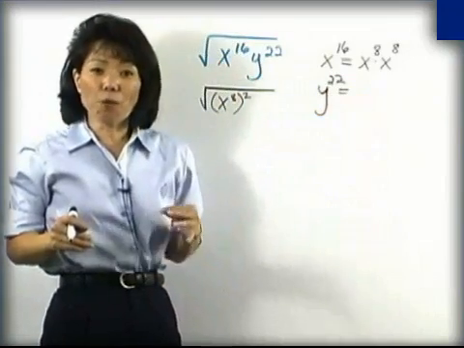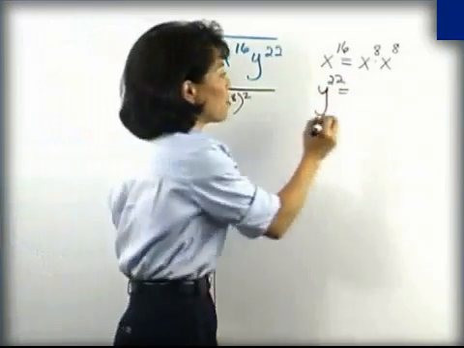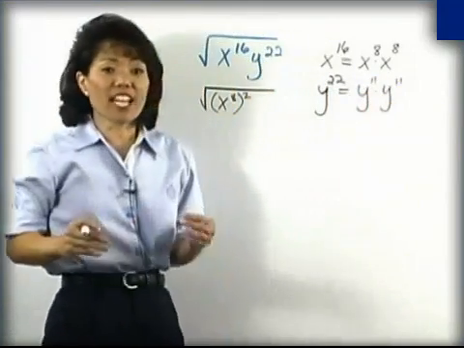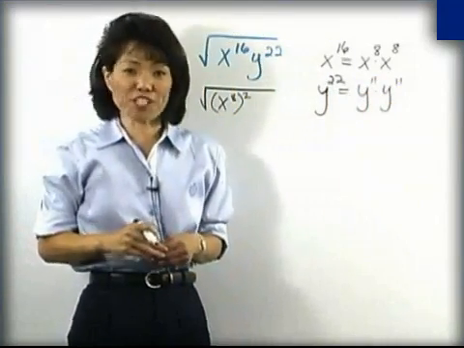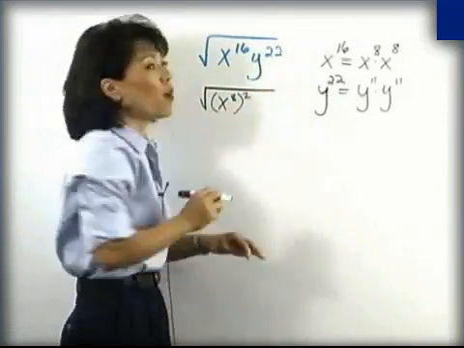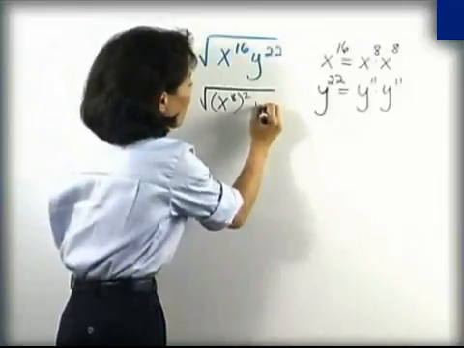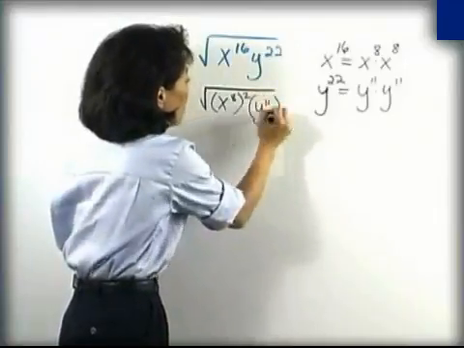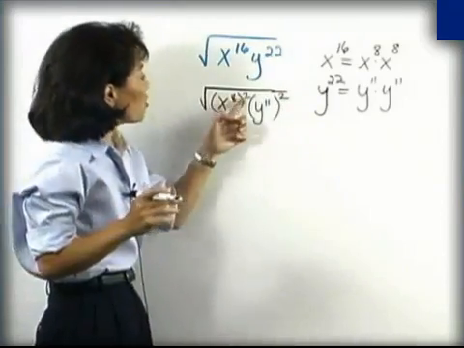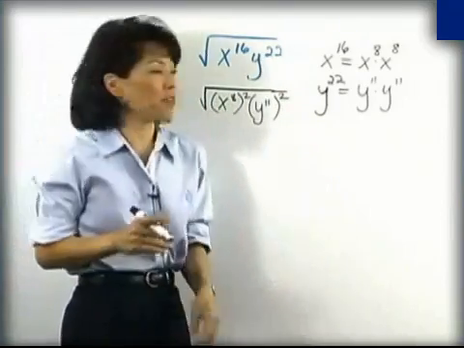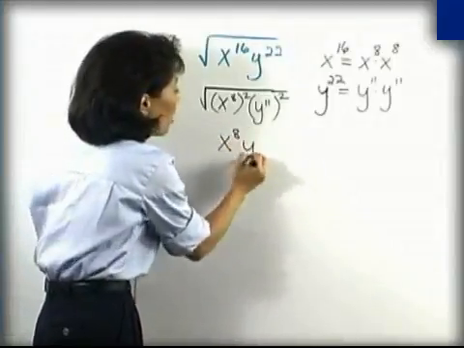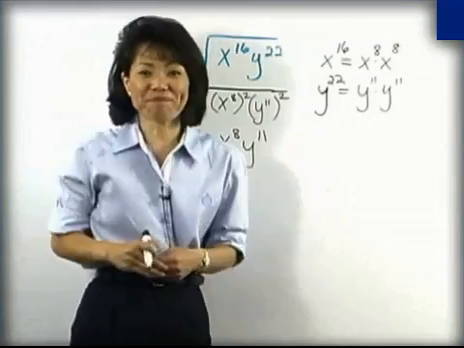It happens to be y to the 11th times y to the 11th. Because we know that 11 plus 11 is 22. So I'm going to rewrite my y to the 22nd as y to the 11th quantity squared. And again, whenever I have something squared, it can come out of my square root sign. So this gives me x to the 8th and y to the 11th.